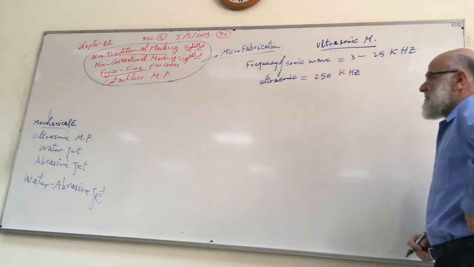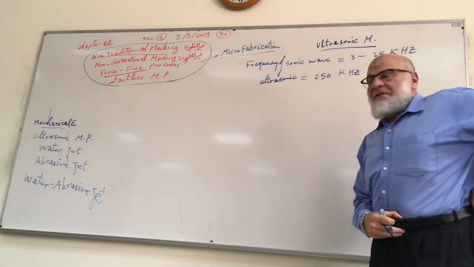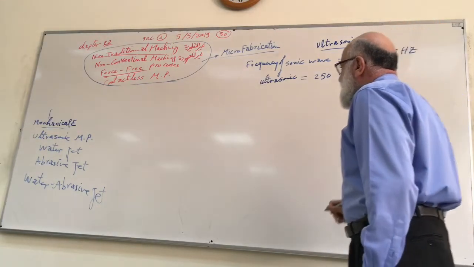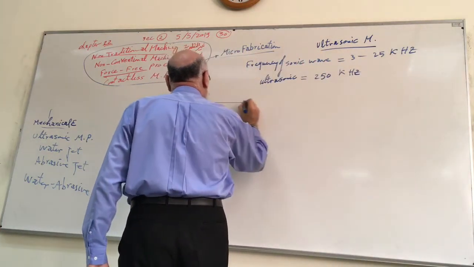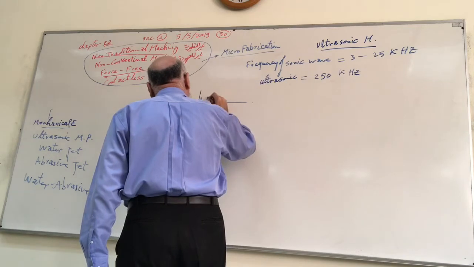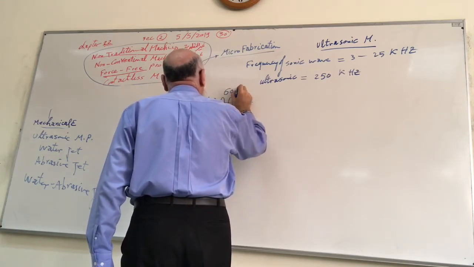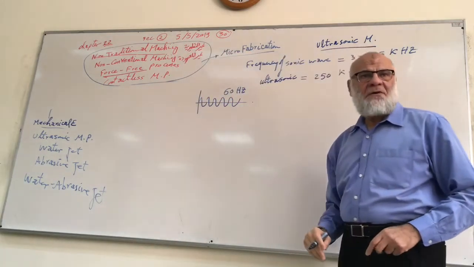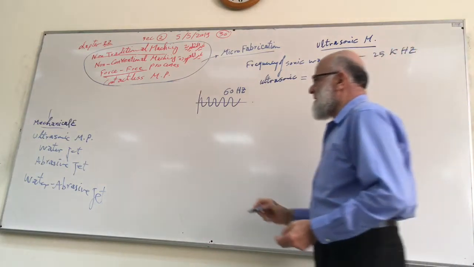How to make this wave? Wave means in the air. So how to do it? First of all, we use AC, normal AC. What is its frequency? 60 hertz, without kilo, only 60 hertz. This is the normal AC current.